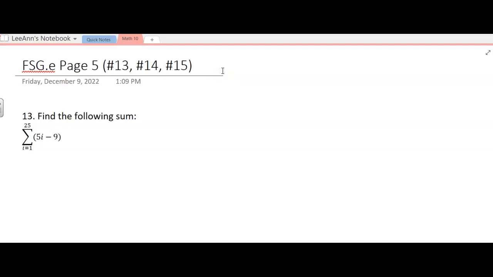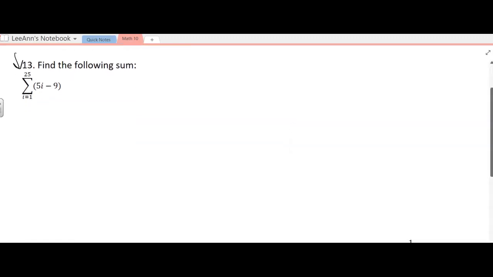Okay, so we're on page 5. Find the following sum. So we know a little bit about summation notation. There it is. But look at what we're going from: i equals 1 up to 25. That's 25 terms if we did it individually, and then we'd have to add them up. So we're hoping there'll be some kind of pattern here so we can use one of our formulas. But we don't know, so we'll have to try.